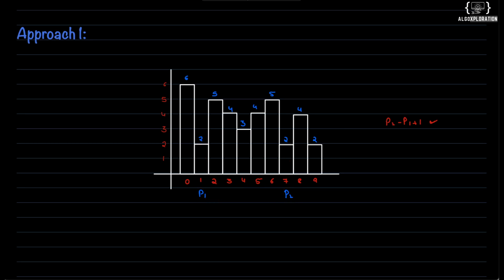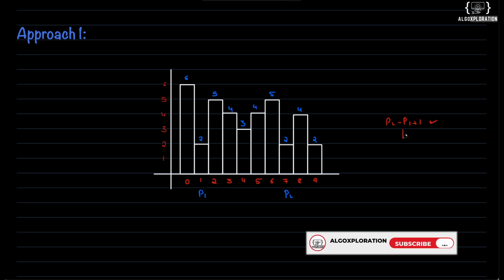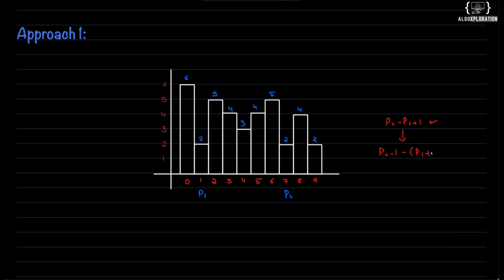Okay, so if I rectify this, P2 should be P2 minus 1 and P1 should be P1 plus 1. Okay, now if I calculate this, the answer would be P2 minus P1 minus 1. So this is the formula for having the width. Basically, I know the height, which is 3, and then width is this.